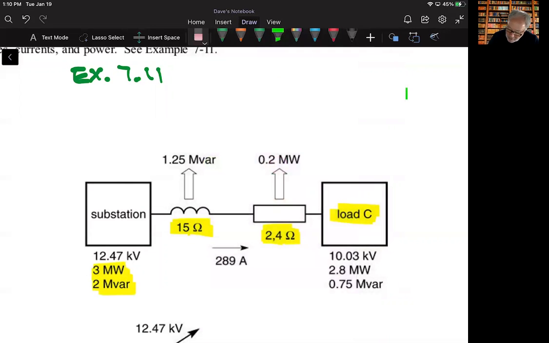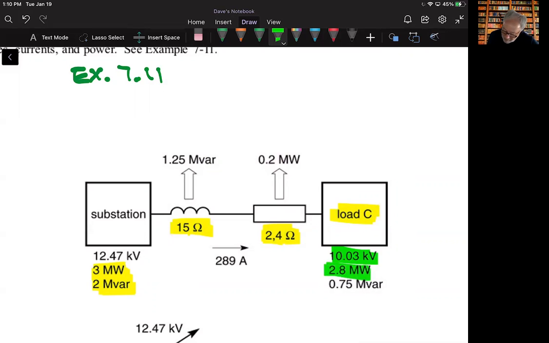How do you even start a problem like this? Well, it's a good thing it's worked out for us because all we have to do is work through the example. So here's the substation, and it's at 12.47 kilovolts or 12,470 volts. And at the load, we see a different value here. So there was some loss of voltage, right?